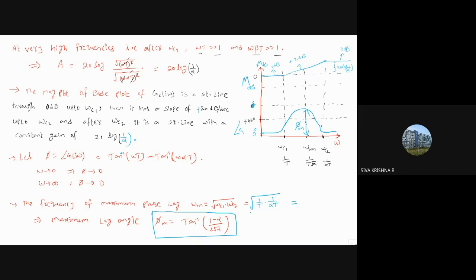So here it is. If you take t outside 1 by 2 root alpha, because t is common.